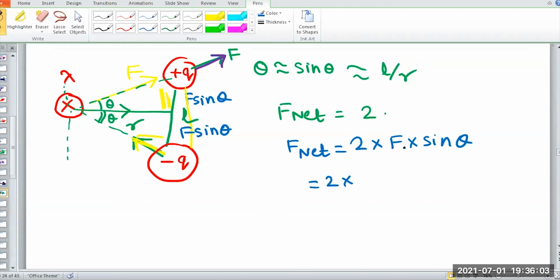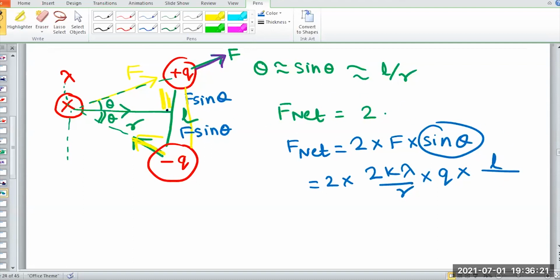Now 2 into what is the force? 2k lambda by r, the electric field, into charge q into sine theta. What is my sine theta? Approximately equal to theta. So it will be L upon R. But this total distance was L, so this will be L by 2, L by 2 by R. So on solving, you will get the final answer as lambda P by 2 pi epsilon naught R.